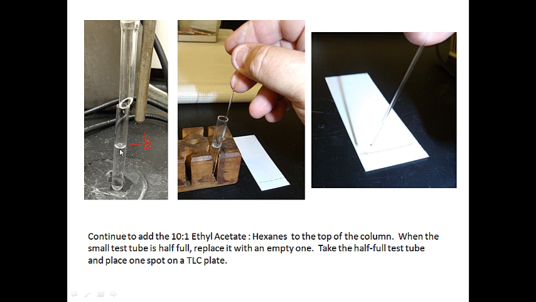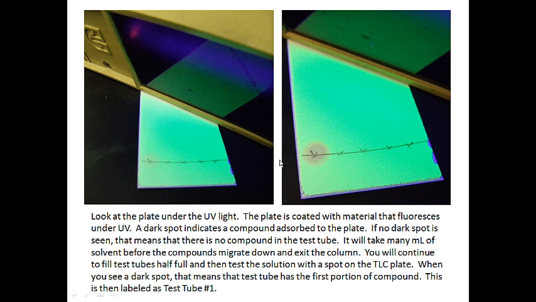Now, in theory, the first several test tubes won't have any components in them. But we have to figure out the first test tube that actually has either acetaminophen, aspirin, or caffeine coming out of the column. So every half test tube, we switch it for a new one. We come over here and put a spot of that solution onto the first X of a TLC plate. Now, how do we know if there's any component in that test tube? Well, we put that TLC plate under an ultraviolet light.